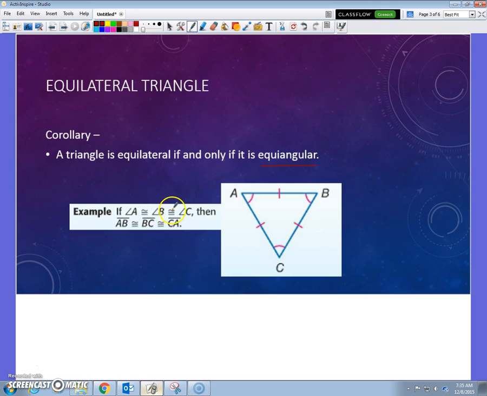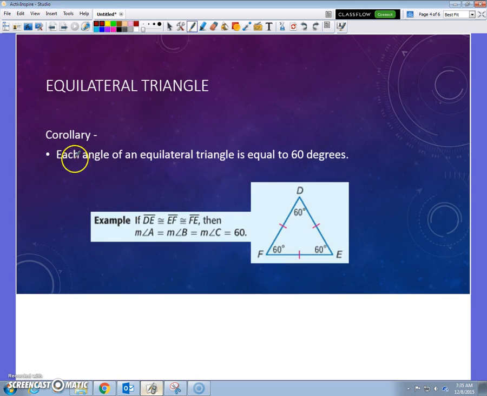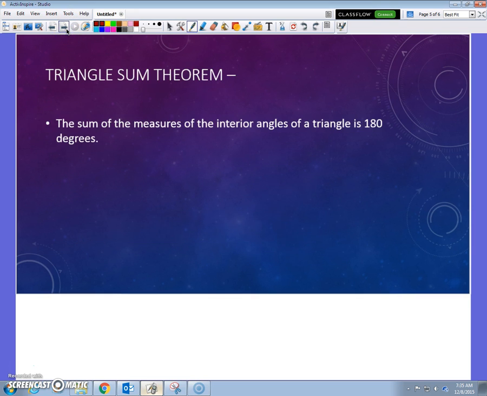So if angle B, angle A, and angle C are all equal, then for sure we know that the segments must also be equal in a triangle. If the angles are all equal, then the segments must also be equal, and it goes the other way as well. If we have all these side lengths equal, then we know for sure that each of these angles must be equal as well. So we know that each angle in an equilateral triangle is 60 degrees. It's very important. And that's pretty much it for today on equilateral triangles.